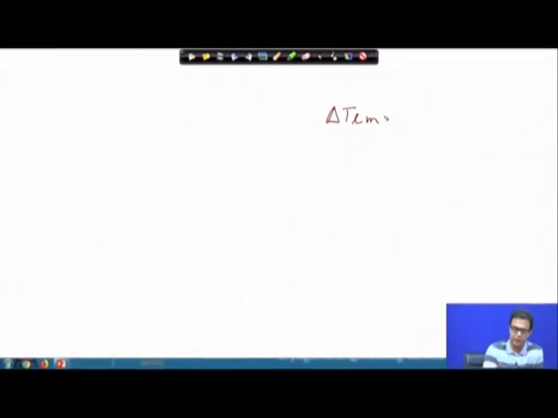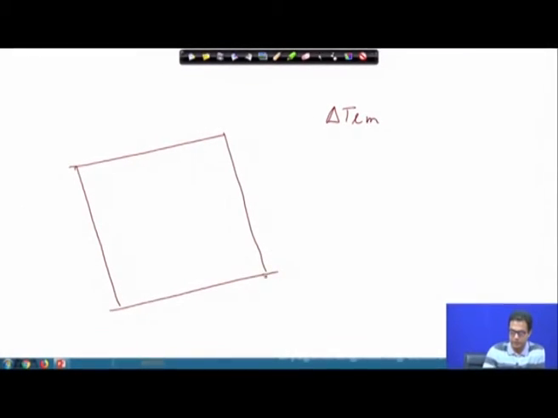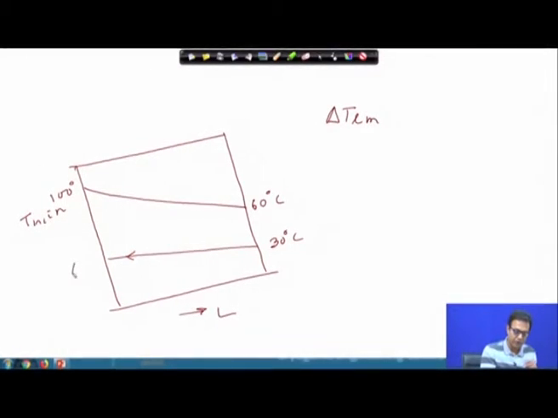Delta T log mean, how do we know that? So, in case this is a counter current exchanger, this is along the length, we know the hot fluid temperature is 100 degree centigrade, Th in, and the hot fluid is moving out at 60 degree centigrade, the cold inlet is 30 degree centigrade and it is moving out at 40.2 degree centigrade. So, this is the temperature profile.